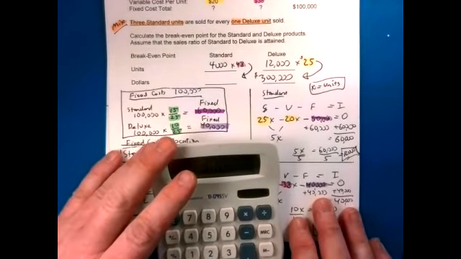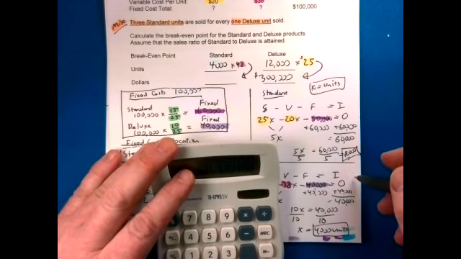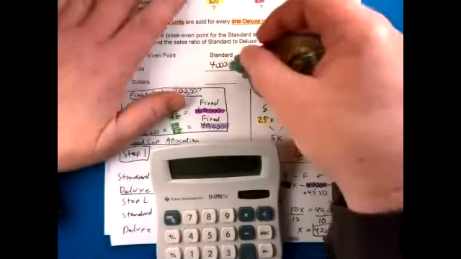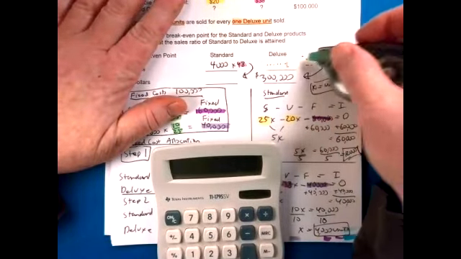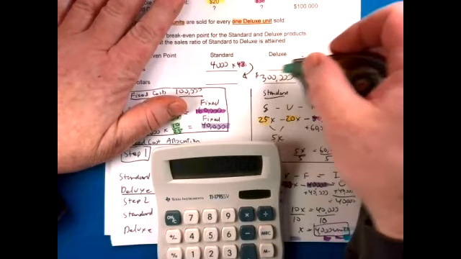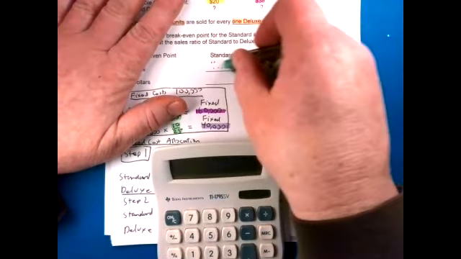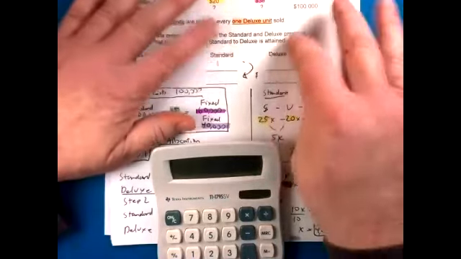I put these in backwards. I'm sorry. Oh, that's stupid. Where's my eraser? Let's try this again. Wrong spot.